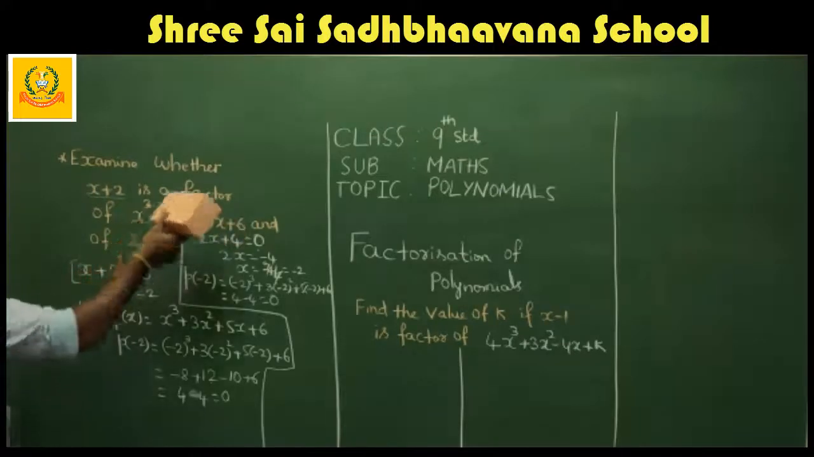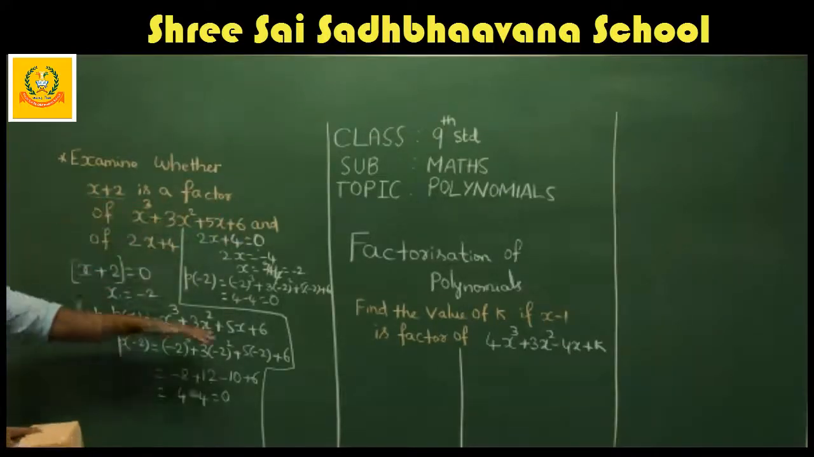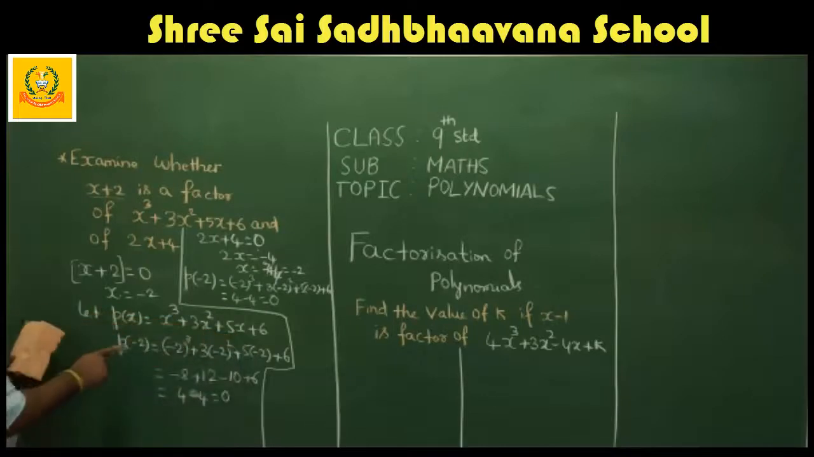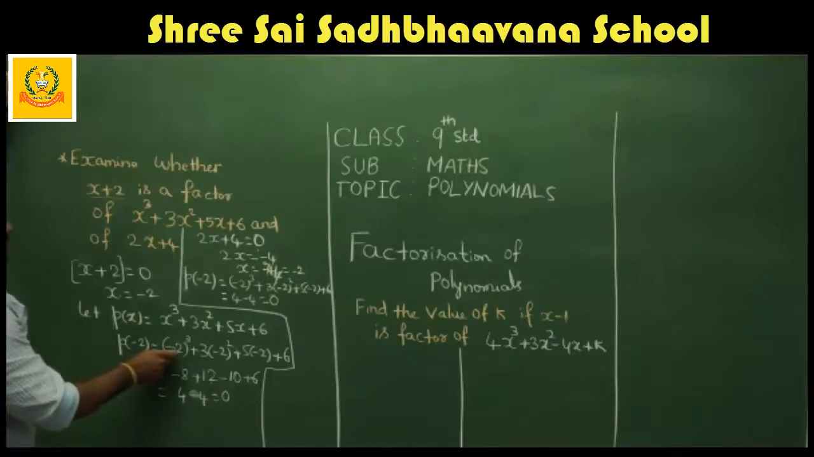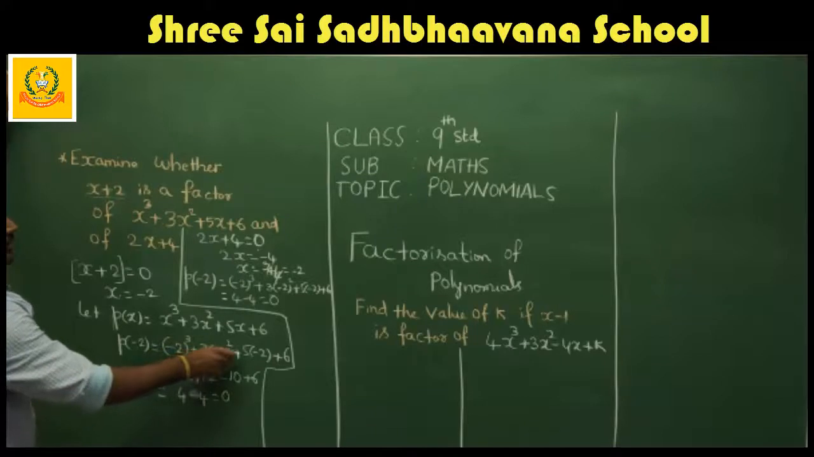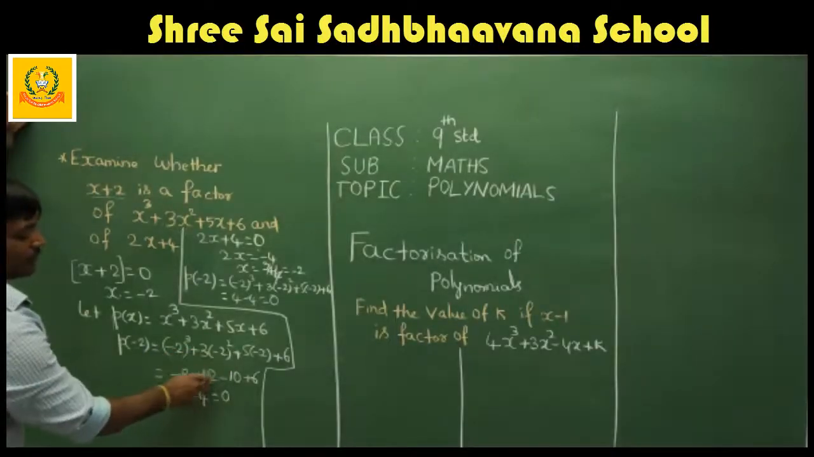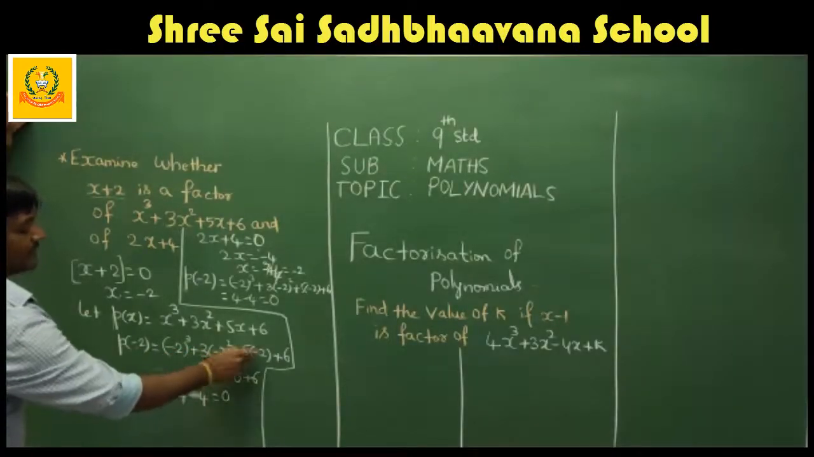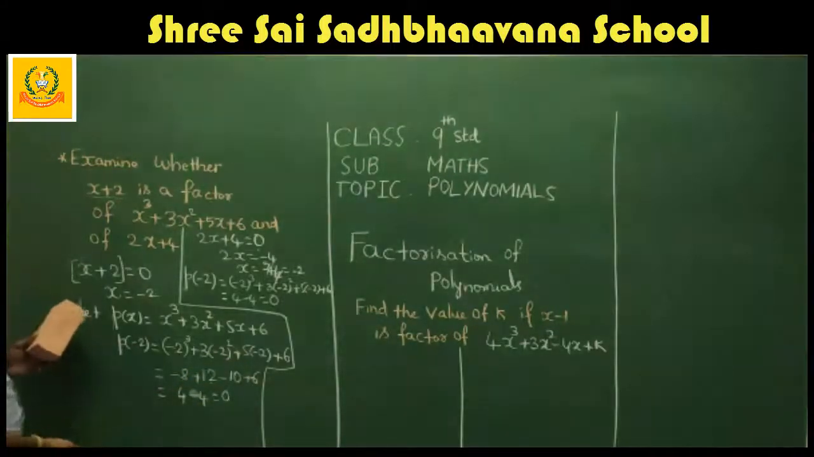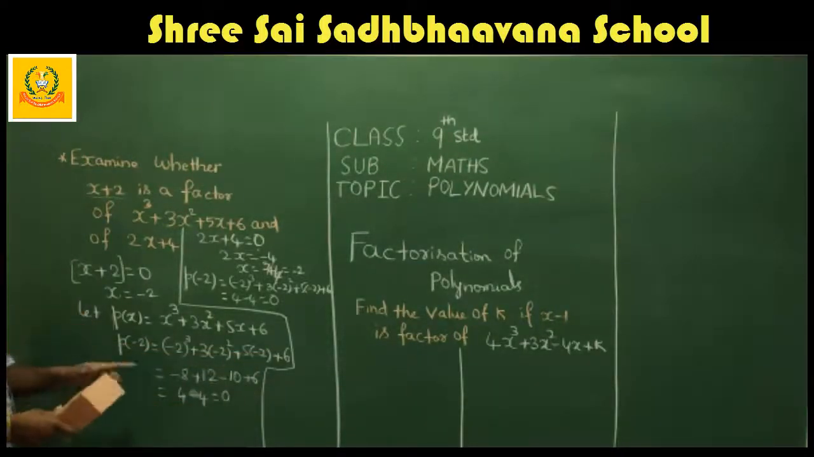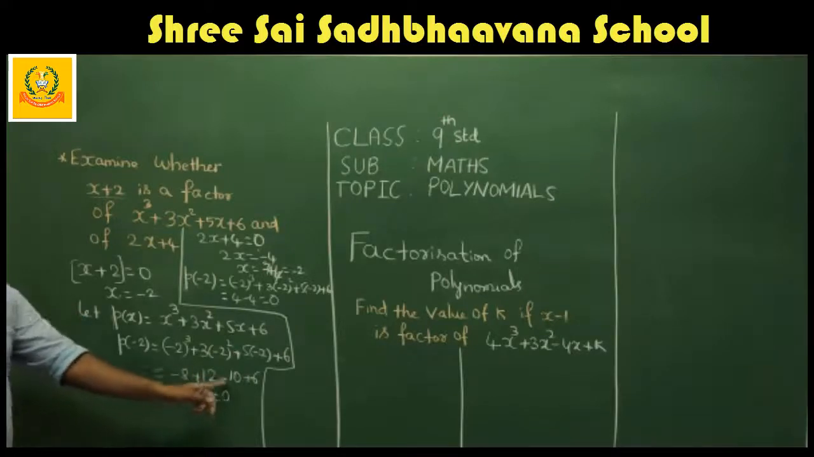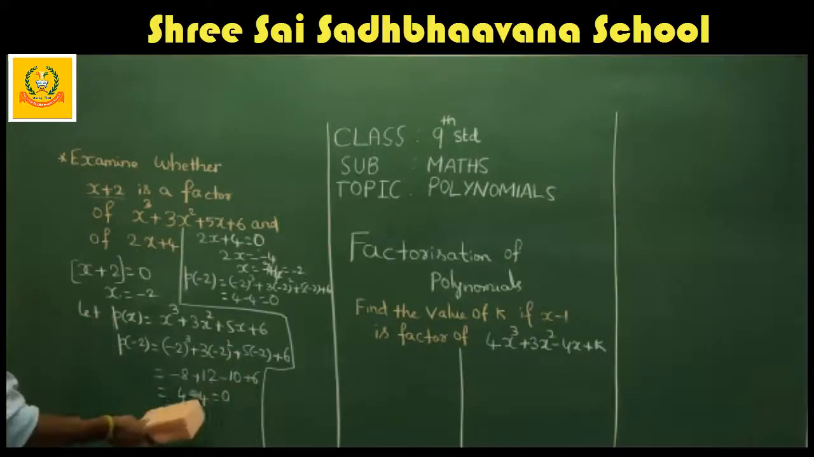Wherever x is there, this you take as p of x. Let p of x be the given polynomial. Wherever x is there, substitute minus 2. So here, in the place of x, I substituted minus 2. What do you get? Minus 2 whole cube plus 3 into minus 2 whole square plus 5 into minus 2 plus 6. So minus 2 whole cube is minus 8, and 3 into minus 2 square is 4. So 3 into 4 is 12, and 5 into minus 2 is minus 10, and the constant 6 you take as it is. So 12 minus 8, 4, minus 10, plus 6, 4. So 4 minus 4 is 0.